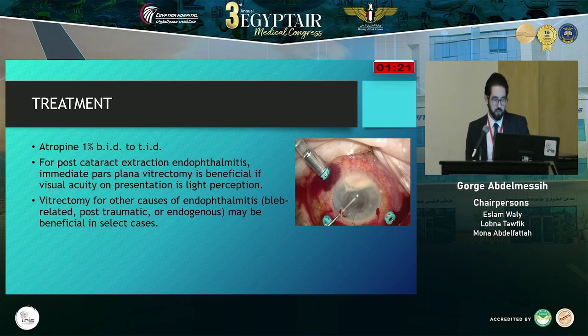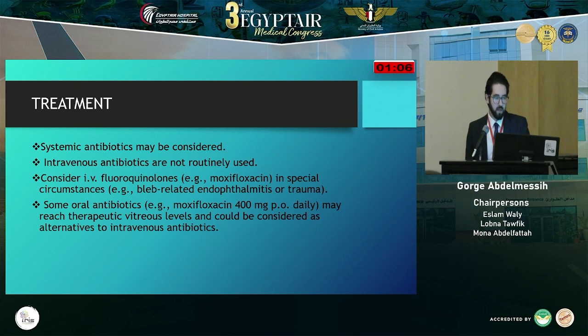For post-cataract extraction endophthalmitis, immediate pars plana vitrectomy is beneficial if visual acuity at presentation is light perception. Vitrectomy for other causes of endophthalmitis, bleb-related, post-traumatic, or endogenous, may be beneficial in selected cases. Systemic antibiotics might be considered. Intravenous antibiotics are not routinely used. Consider IV fluoroquinolones in special circumstances. Some oral antibiotics may reach therapeutic vitreous levels and could be considered as an alternative to intravenous antibiotics.